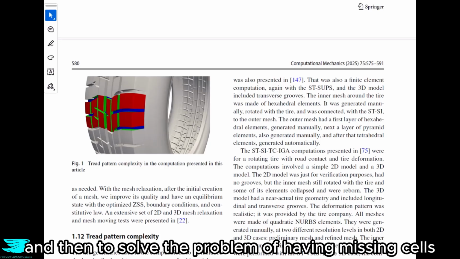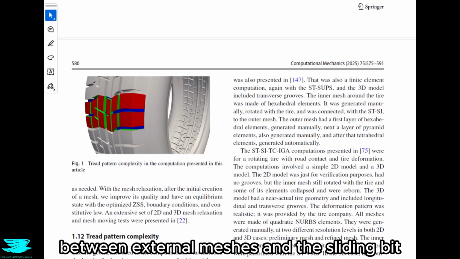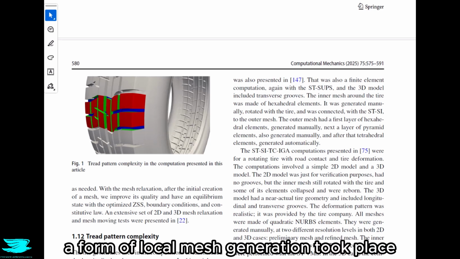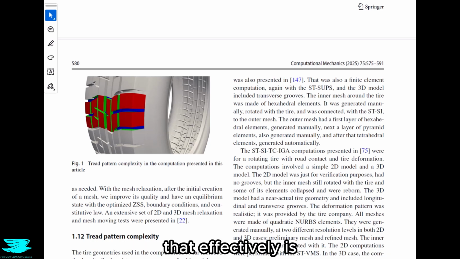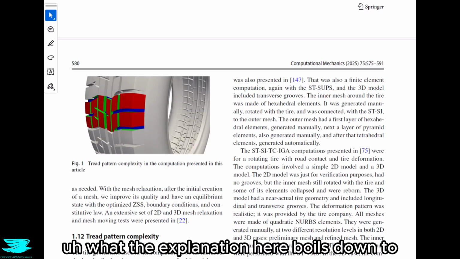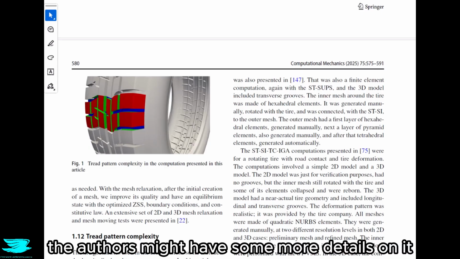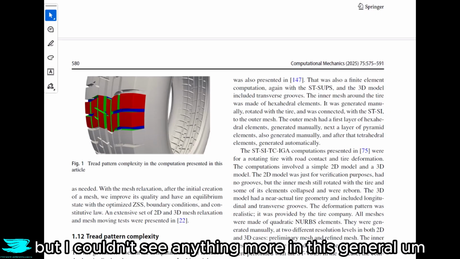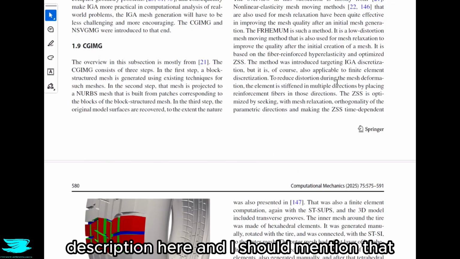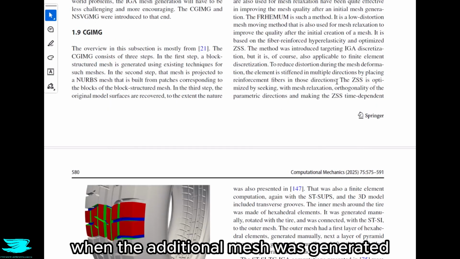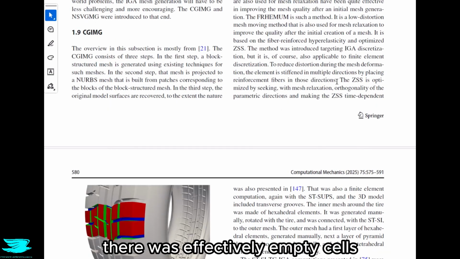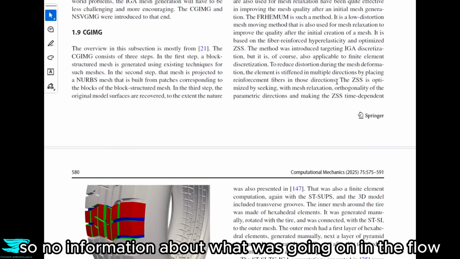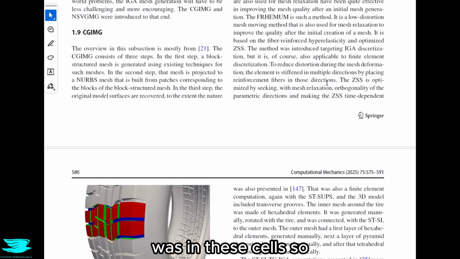And then to solve the problem of having missing cells between external meshes and the sliding bit, a form of local mesh generation took place. That's effectively what the explanation here boils down to. The authors might have some more details on it, but I couldn't see anything more in this general description here. Oh, and I should mention that when the additional mesh was generated, there were effectively empty cells, so no information about what was going on in the flow was in these cells.